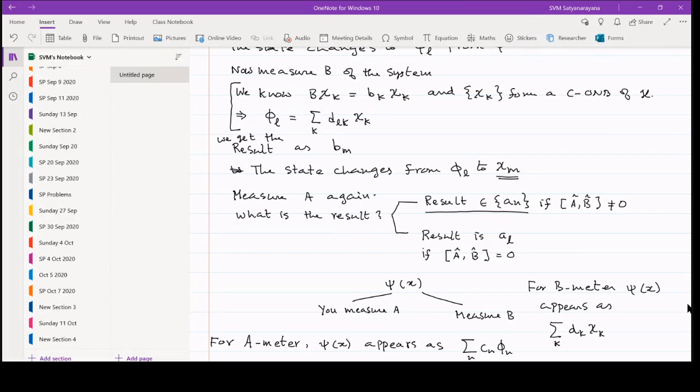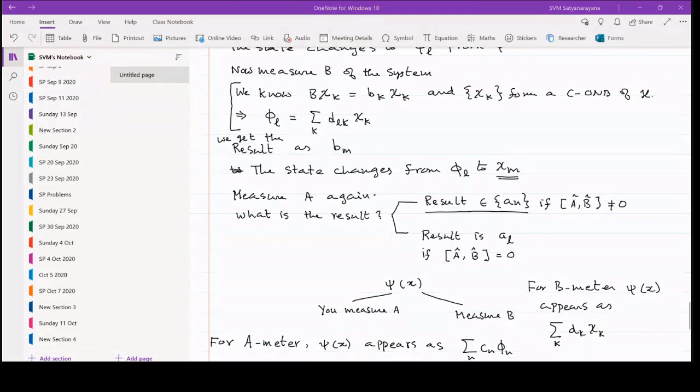Imagine that I have two identically prepared systems. One system I will send to you, and you measure A. One system I will send to your friend, and he measures B. It is the same psi of x that goes as the input state for both measurements, and you will get one of the eigenvalues of A, and he or she will get one of the eigenvalues of B. This is, as far as I understand, your question.